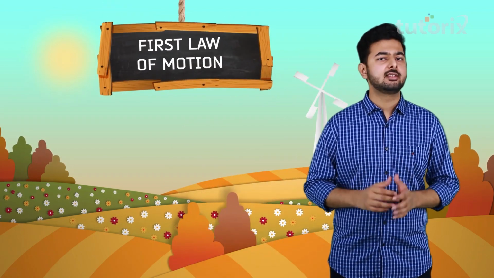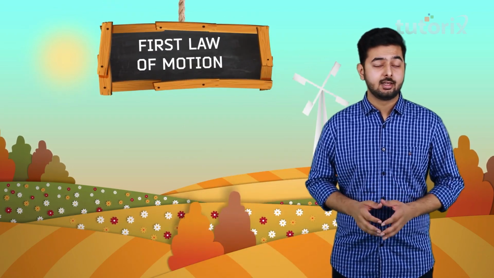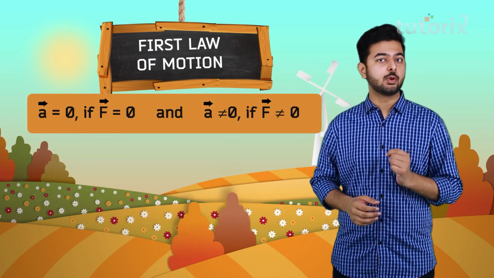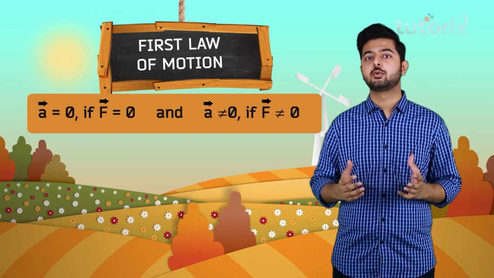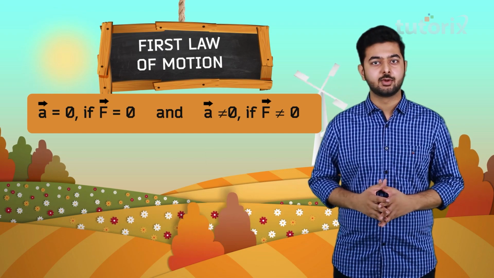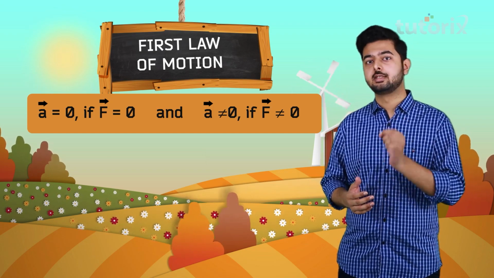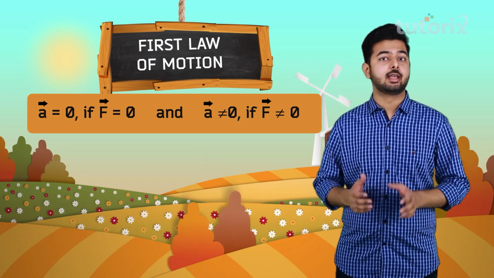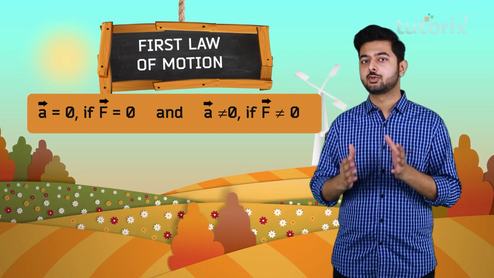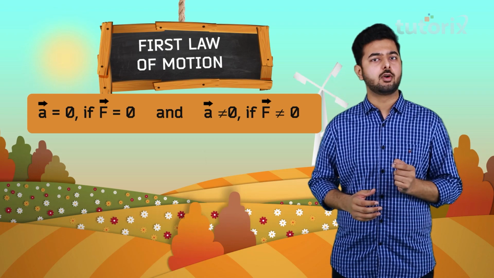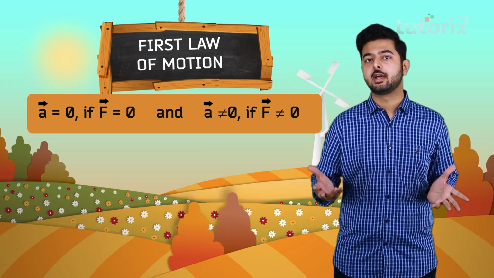Hello everyone. So in the last video we learnt about the first law of motion. In simple terms it says that if the acceleration of a body is zero, then the net external force acting on the body is also zero. Or if the net external force acting on a body is zero, then it means that the acceleration of the body is also zero. But the first law doesn't tell us the story after that.